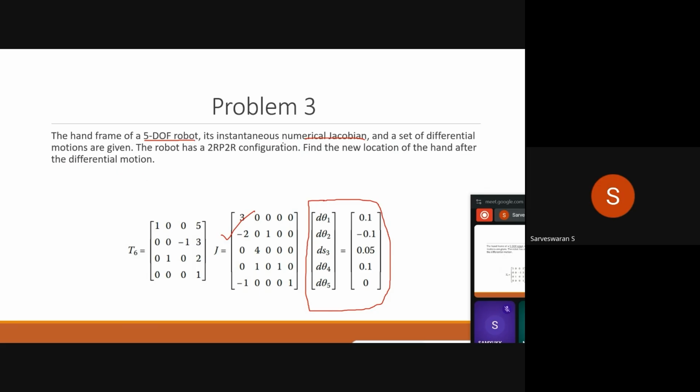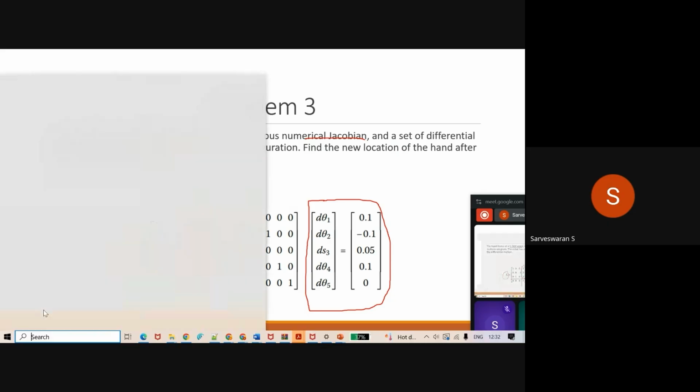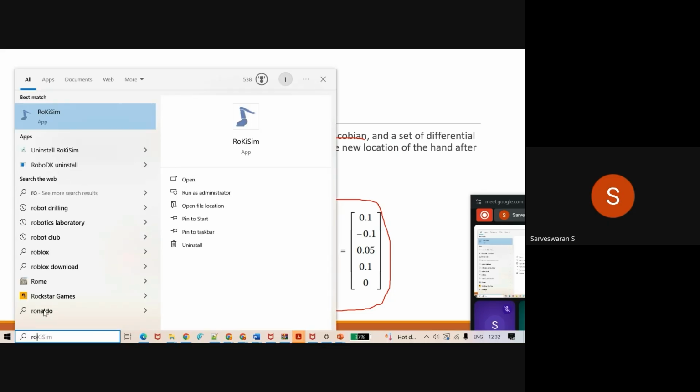So to find out the new location, this is the initial location. So this T6 will tell you this. You have to split it into the position and the orientation. This is the position, and this is your orientation. Some of you are not aware of this.